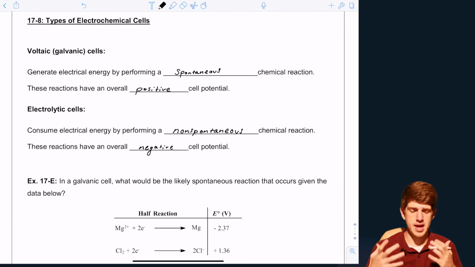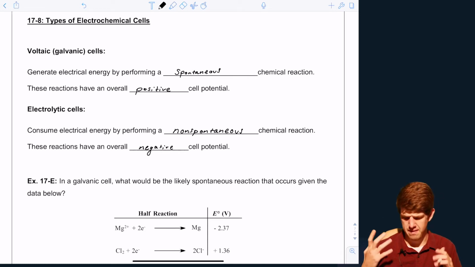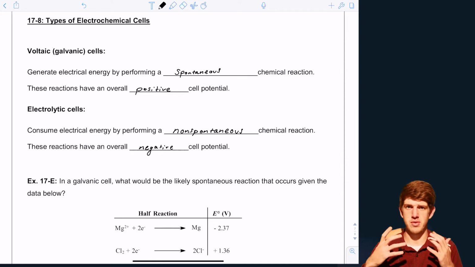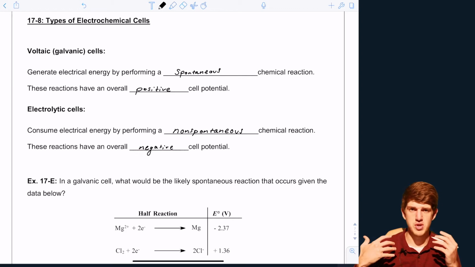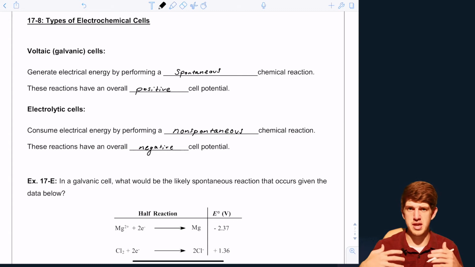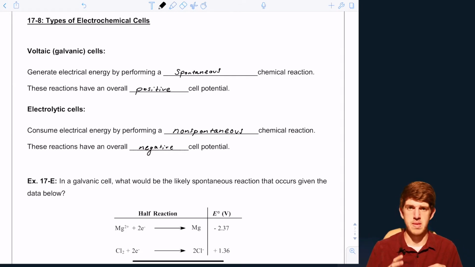So we saw that with the Na+ and 2Cl- that reaction did not want to happen. It had a very negative cell potential. And a negative cell potential doesn't mean the reaction can never happen. It just means it doesn't want to happen. I'm going to have to try to stimulate it somehow, and that's going to be through consuming electrical energy. And I'm going to be supplying that electrical energy to the Na+ and Cl- to get them to react.